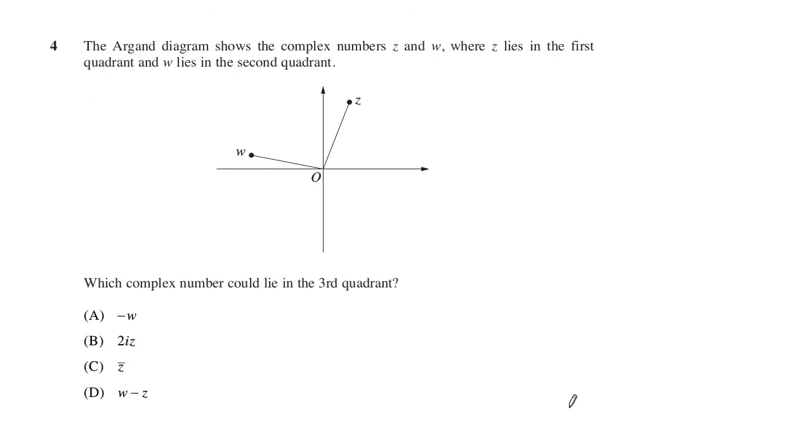Question 4. Alright, so we're looking for which one of these four is going to end up in this quadrant. That's the third quadrant. Alright, let's figure out where everything is. Negative w is going to be over here.